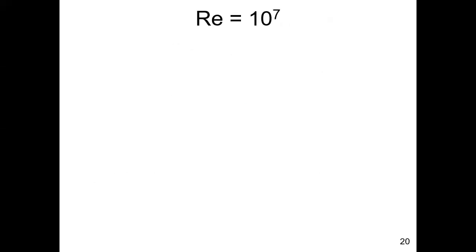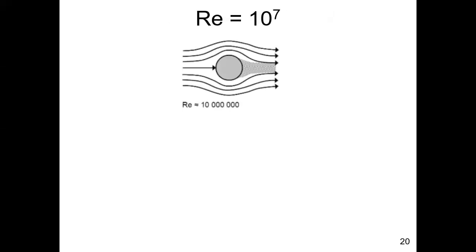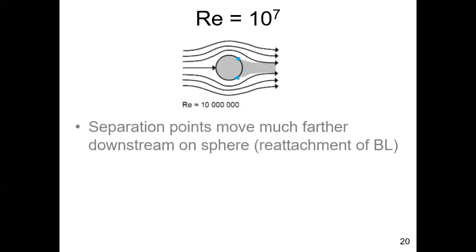So we're now going to go to 10 to the 7th, 10 million, somewhere between the last one, 10 to the 5th, and 10 to the 7th. An interesting thing happens. You will see the separation point has moved backwards. It's moved more towards the downstream side of the sphere. That decreases the size of the wake, which in turn decreases form drag.